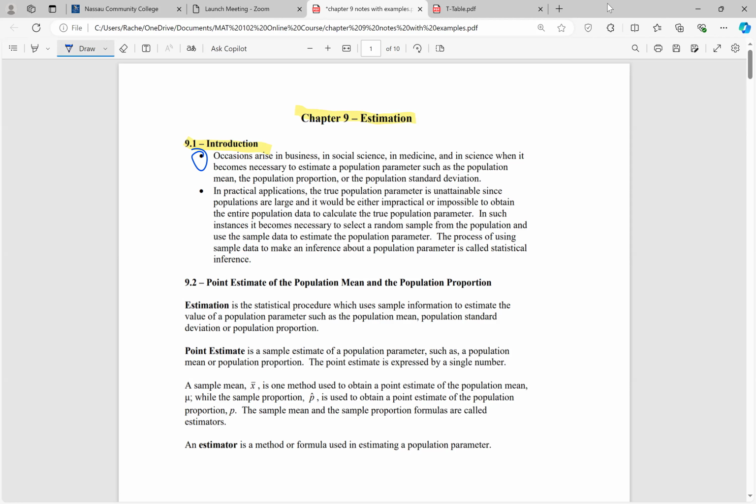In such instances, it becomes necessary to take a random sample from the population. And we could use sample data to estimate the population parameter that's unknown. The process of using sample data to make an inference about a population parameter is called statistical inference. And that's that second branch of statistics that I mentioned in chapter 1. So remember, the first branch was descriptive statistics, and the second is inferential statistics, where we're going to use sample data in order to make inferences about a population.